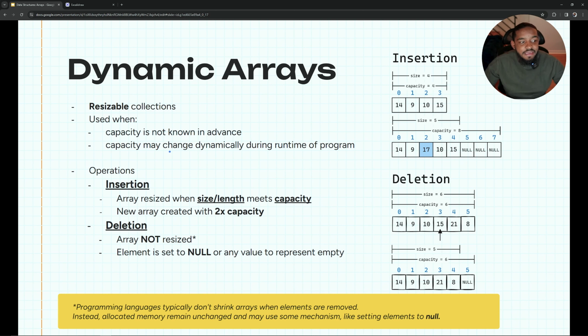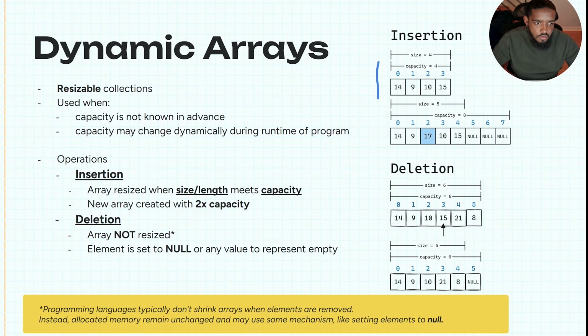Or the capacity may change dynamically during the runtime of the program. So there are operations that you should pay attention to, like insertion and deletion. I have some graphics here that show the beginning result and the end result when we insert 17 in the array. For this case, we see the size is 4 and the capacity is 4.